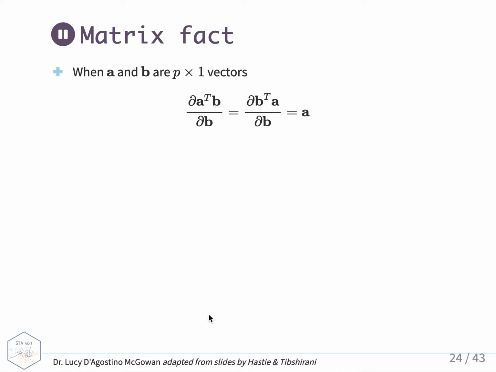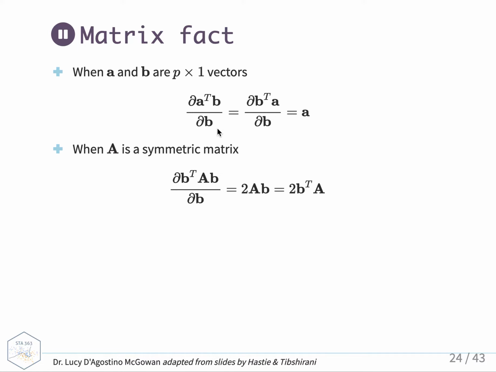So let's go through some matrix facts again. If you have A and B, which are both p by 1 vectors, and you take the derivative of A transpose times B with respect to B, or B transpose times A with respect to B, you end up getting A, this vector, as the answer. This is important because it's kind of like when you take a derivative of a scalar. If these were just scalars, this would be like A times B. You wouldn't have to worry about the transpose. And when you take the derivative of A times B or B times A with respect to B, it's just going to be A. So this tracks with what we know about derivatives.